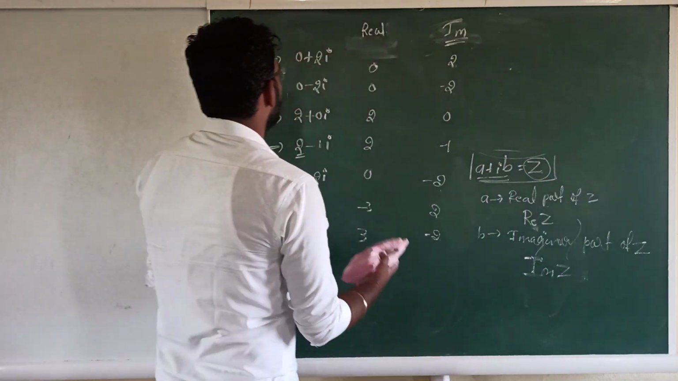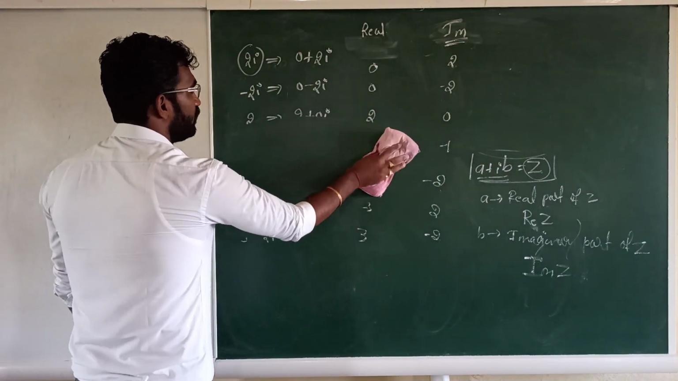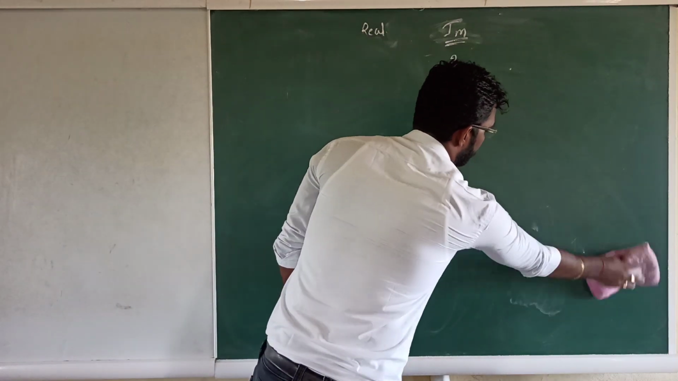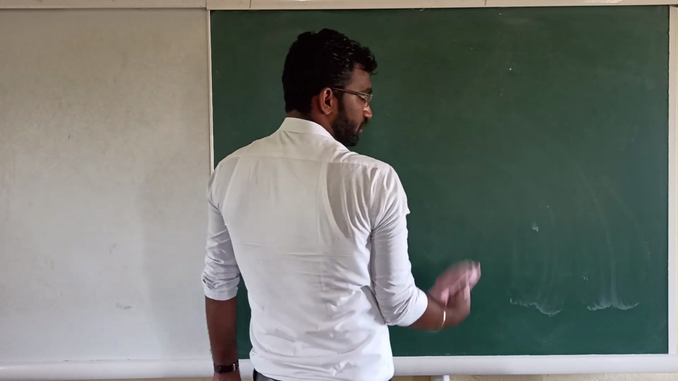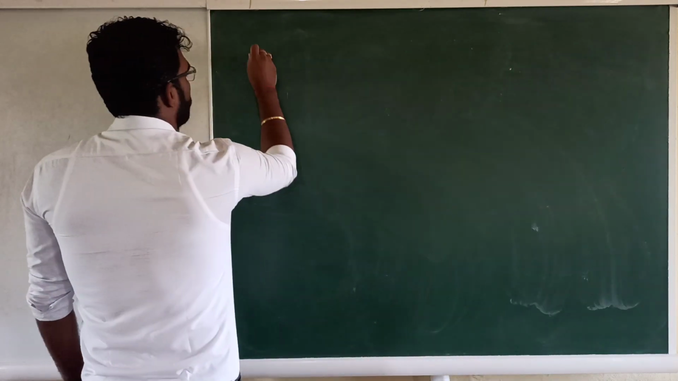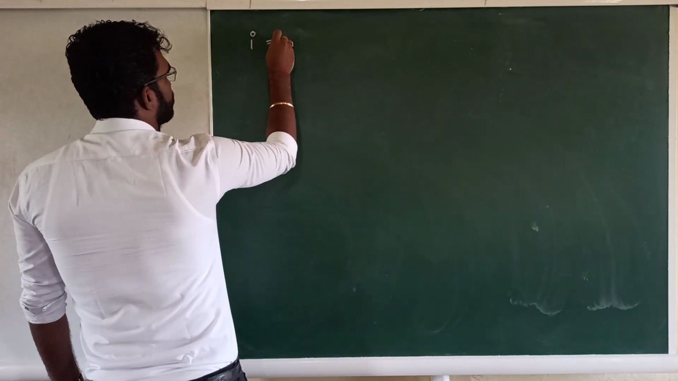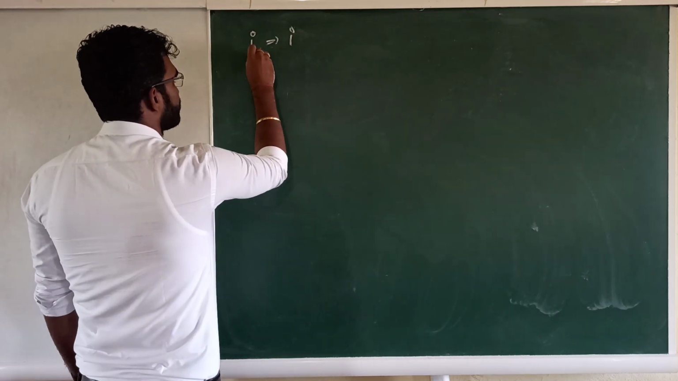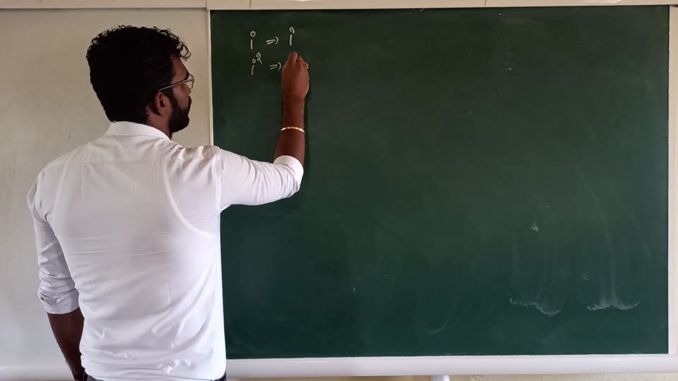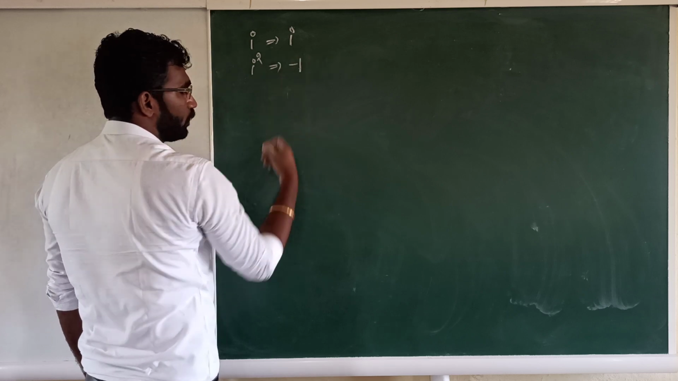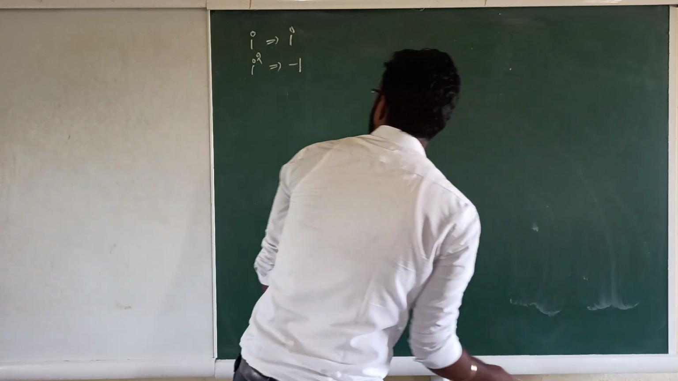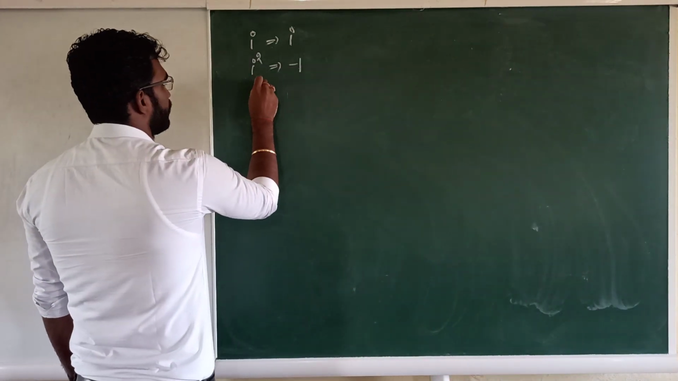Now we are going to see the power of i, the power of the complex number. i raised to power 1, you can write as i. We know that i square can be written as minus 1. So remember. Next, the third one is i cube.